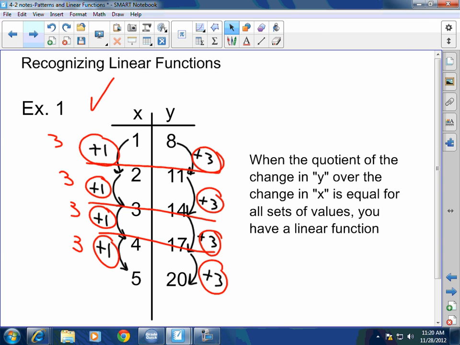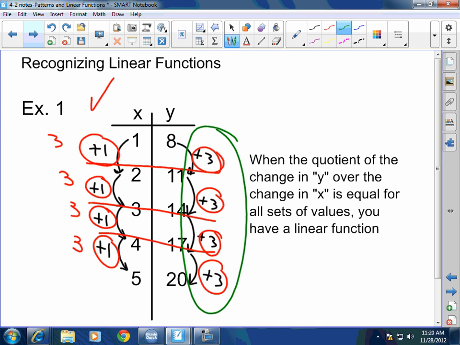That's exactly right, sir. You want to find the change in y first. These are the changes in y. Plus 3 for every one in this particular case. And then you want to divide each change in y by each change in x. If you have the same fraction for every set, you've got a linear function. If not, you don't. You may still have a function, but it just may not be linear.